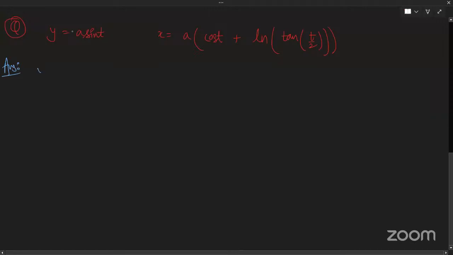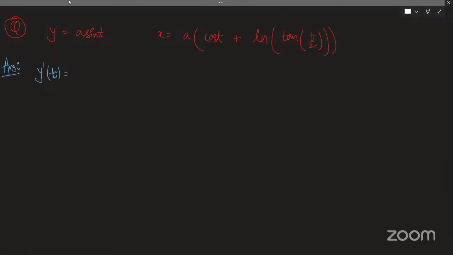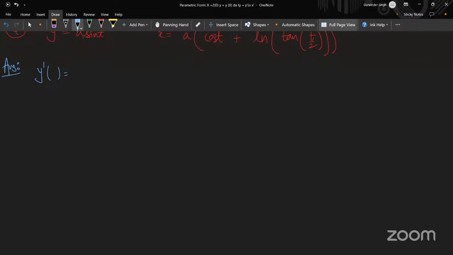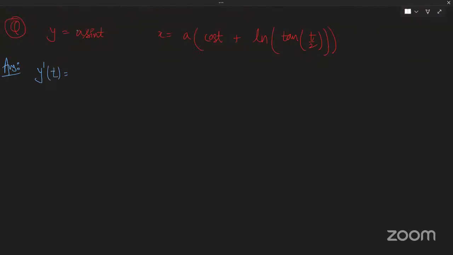Can you tell me what will be the value of y dash of t? See, the parameter over here is t. So I will differentiate y with respect to t. There is no theta over here; the parameter has been changed to t. What will be the value of y dash t? The derivative of a sin t with respect to t: a cos t. Great.